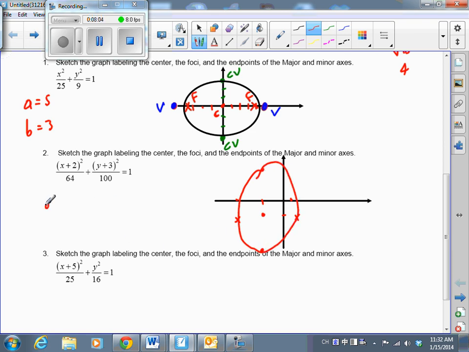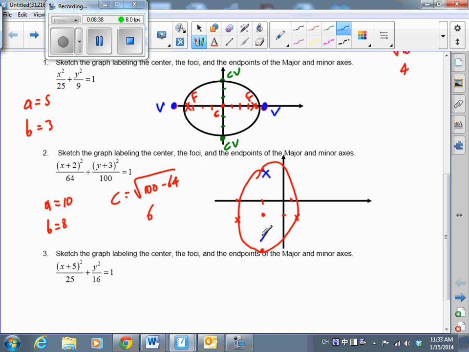Okay, all you need to know is that A is 10, B is 8, C is equal to the square root of 100 minus 64, which is 36, C is 6. And one thing to notice is the foci and the vertices are always collinear. In other words, if the vertices are up and down, foci will also be up and down. If vertices are left to right, foci will be left to right.